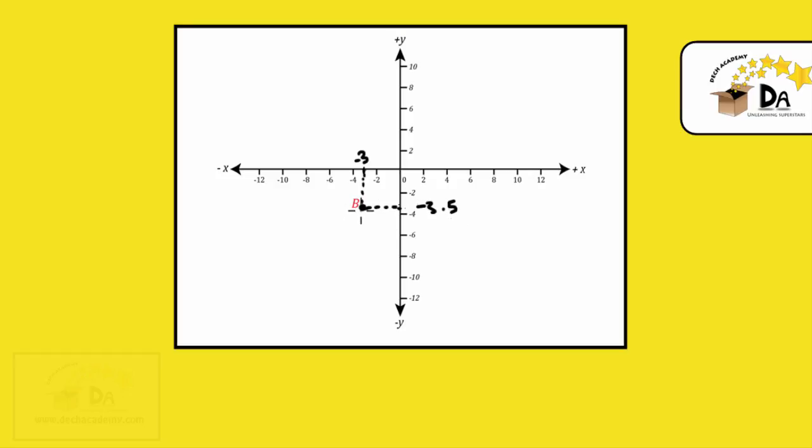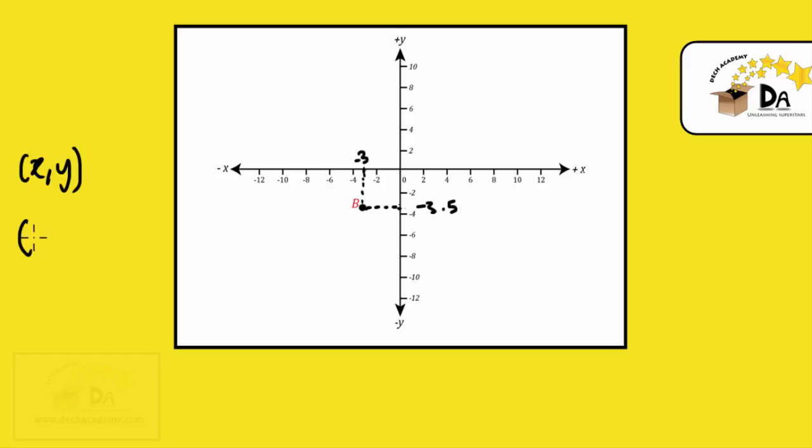To determine the x coordinate of a point, just draw a vertical line to the x-axis. To determine the y coordinates of a point, you draw a line to the y-axis, a horizontal line. And you use rulers to draw these horizontal and vertical lines, and you just read off the values you get. So in this case, B has an x coordinate and a y coordinate.